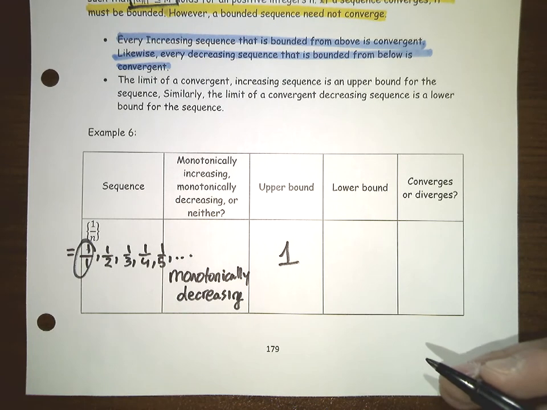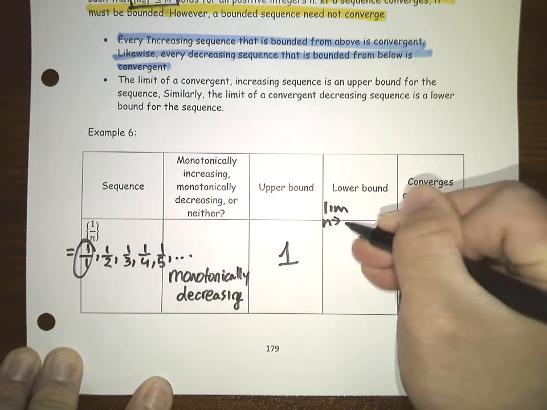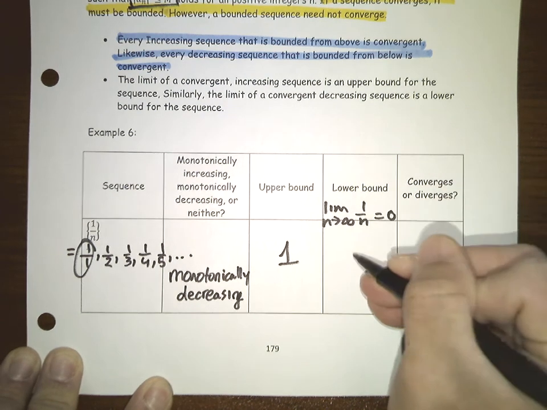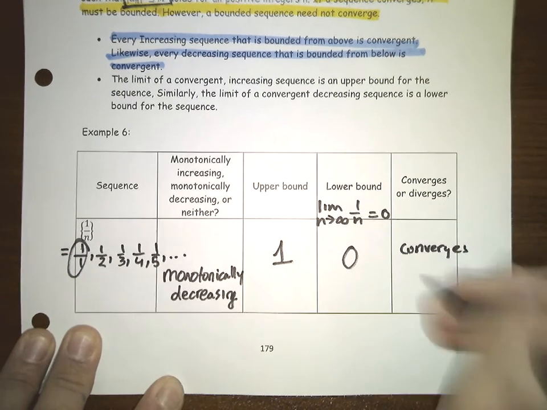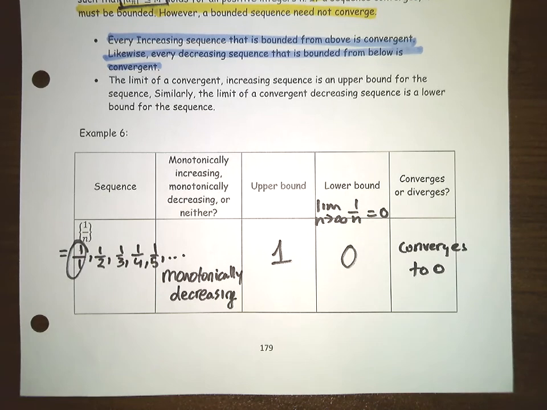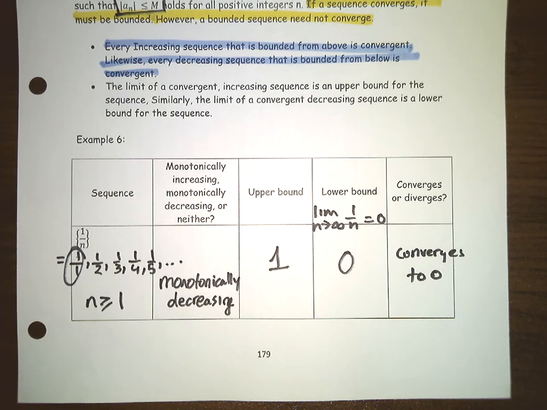But if I want to find the lower bound, then I would need to find the limit as n goes to infinity of 1 over n, and I know that's 0. So the lower bound is 0, and so this converges to 0. All right, so as I get these unit fractions here, 1/5, 1/6, 1/7, they're not going to ever go negative because n was greater than or equal to 1. But at the same time, we have to see that there is still a lower bound, and it will get close to 0, but never be equal to 0.